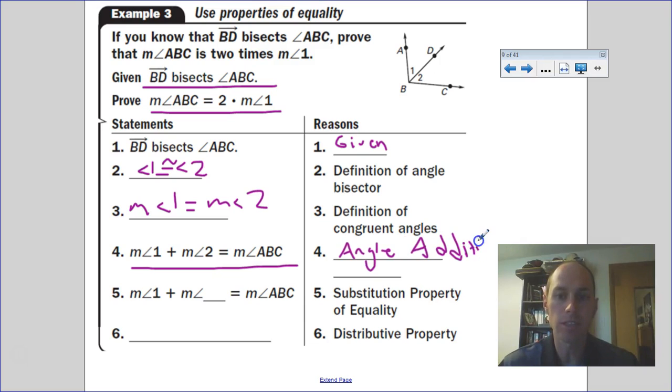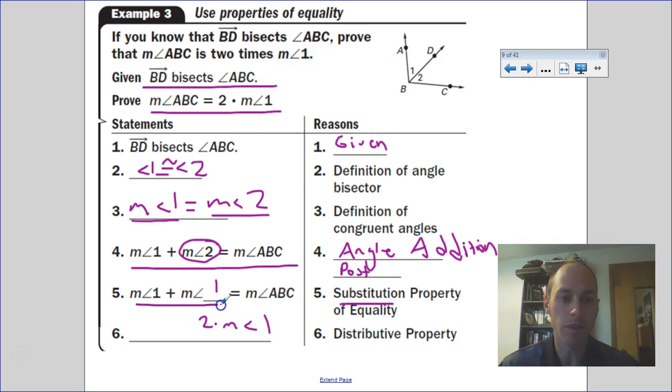Okay, so now we still need to prove that that big angle is double this angle 1. So how are we going to do that? Well, remember that we've proven that 1 and 2 are the same. So if we want to prove that we have double angle 1, let's substitute angle 1 in for angle 2 here. So let's put angle 1 in its place. So the measure of angle 1 plus the measure of angle 1 equals the measure of angle ABC. So we're just substituting. And then finally, the measure of angle 1 plus the measure of angle 1 is the same as 2 times the measure of angle 1.